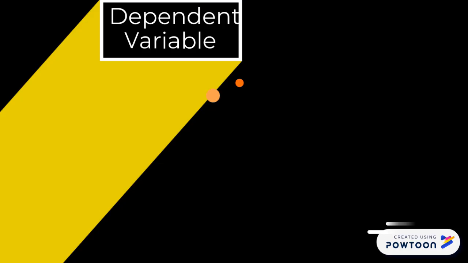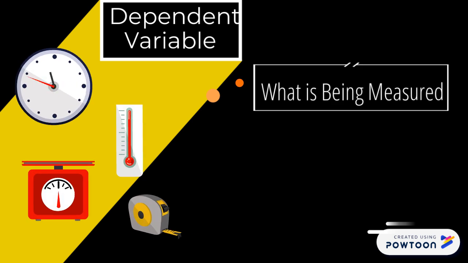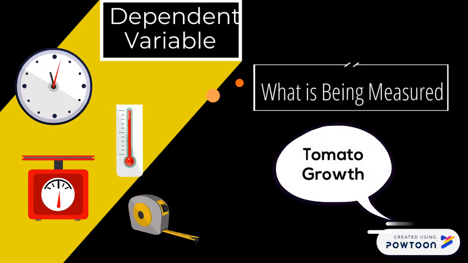The dependent variable is what is being measured. In our experiment, this would be how much the plants grow. However, you will need to determine how you will measure plant growth. Will this be measured by the height of the plant, the number of leaves on the plant, the number of flowers produced, the mass of the plant, or something else?